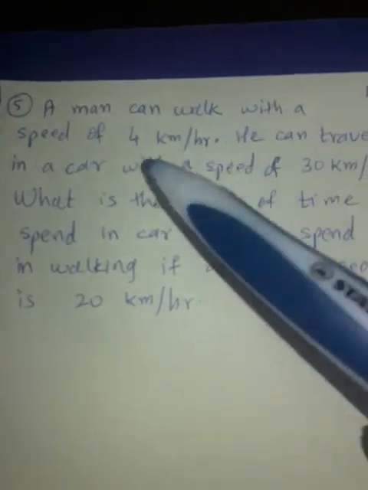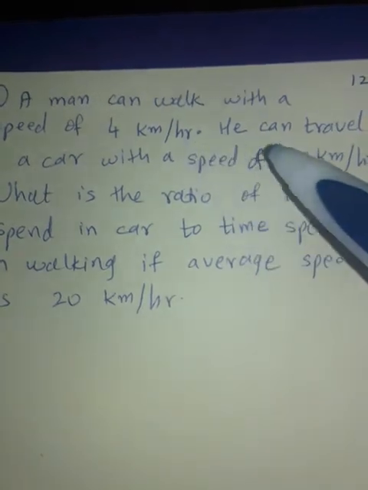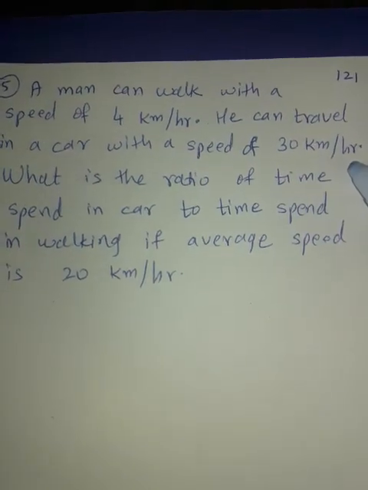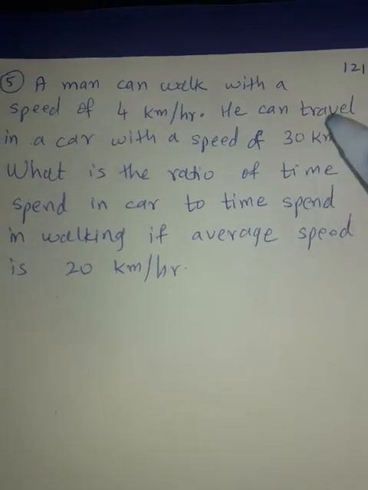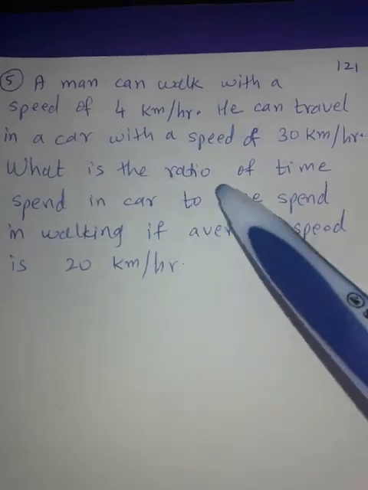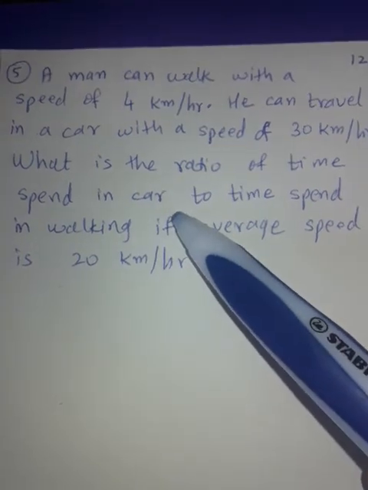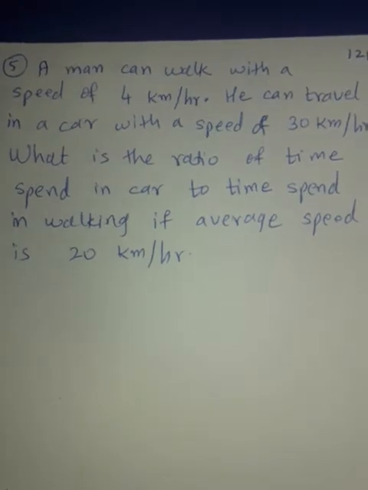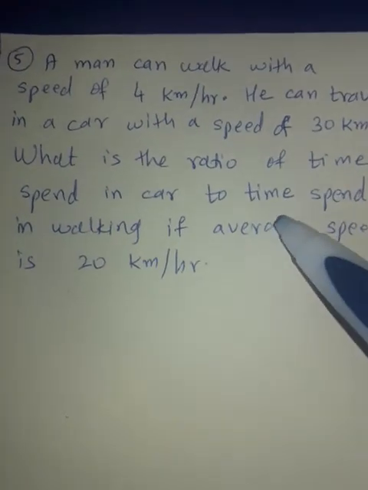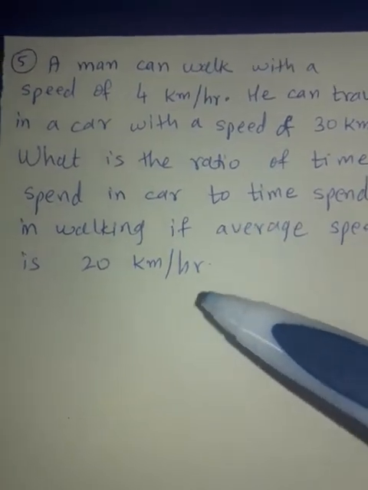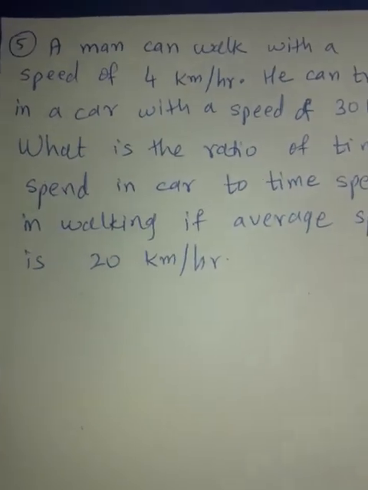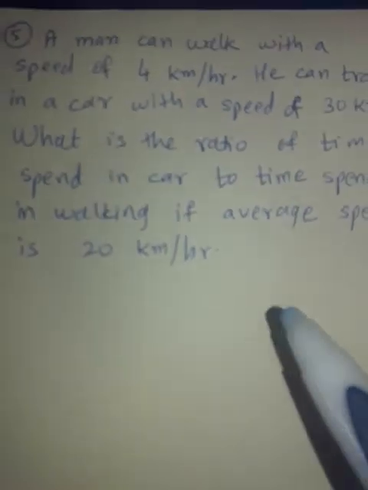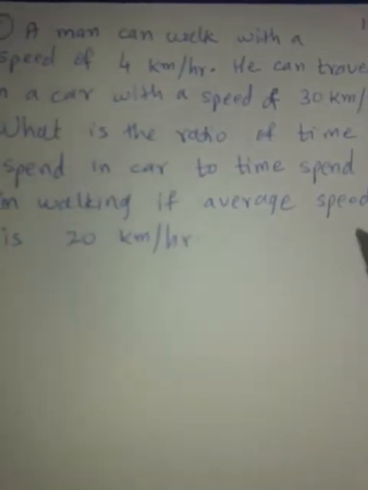A man can walk with a speed of 4 km per hour. He can travel in a car with a speed of 30 km per hour. Naturally, in a car he travels very fast. What is the ratio of time spent in car to time spent in walking if average speed is 20 km per hour? Now this example is based on time and speed. You can solve with your usual way of time and speed, but here let's understand it with rule of alligation and let's save some time.